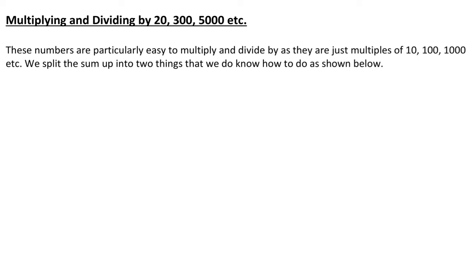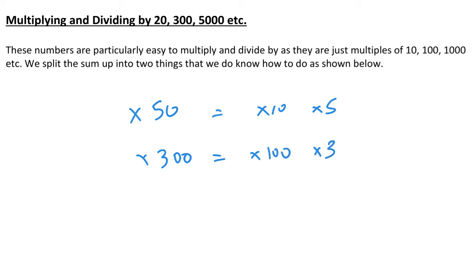So what we do is we split the sum up into 2 things that we know how to do, as shown below. Essentially, if we're multiplying by 50, that's the same as multiplying by 10 and then multiplying by 5. If we were multiplying by 300, we can multiply by 100 and then by 3. And we can do those in any order. So we could multiply by 5 first and then by 10, or multiply by 10 and then 5, or multiply by 100 then 3, or 3 and then 100.